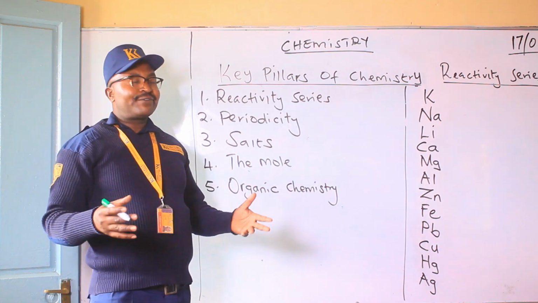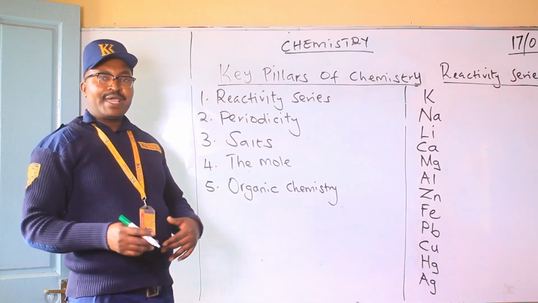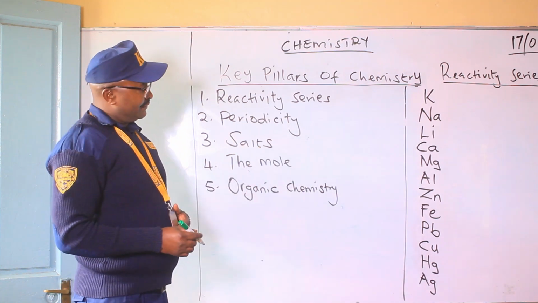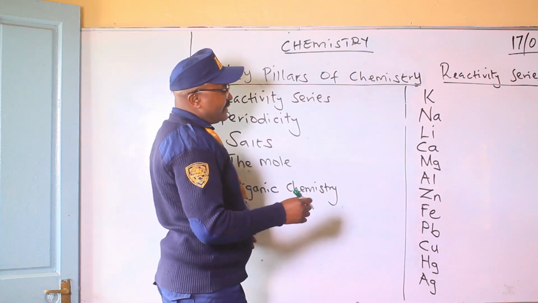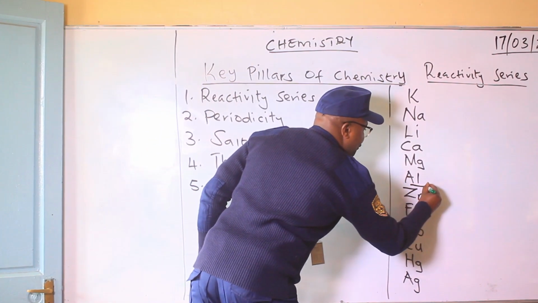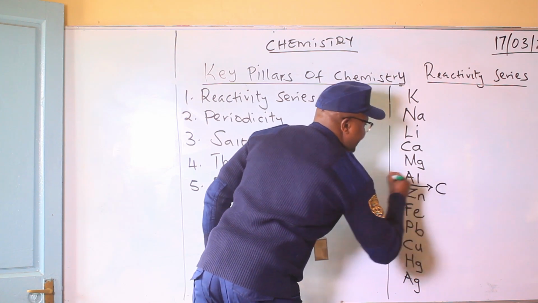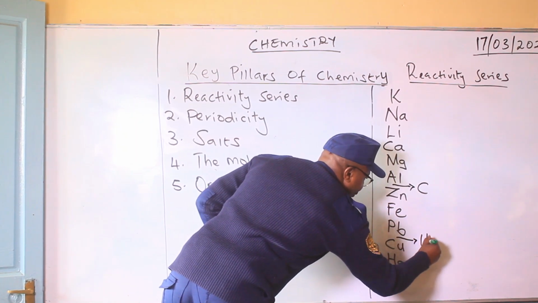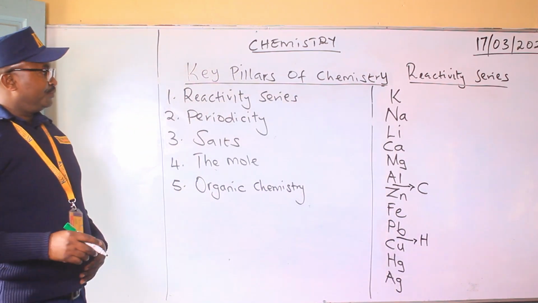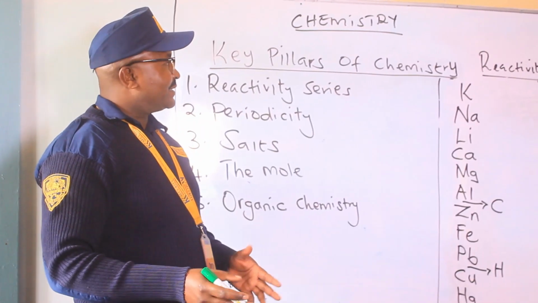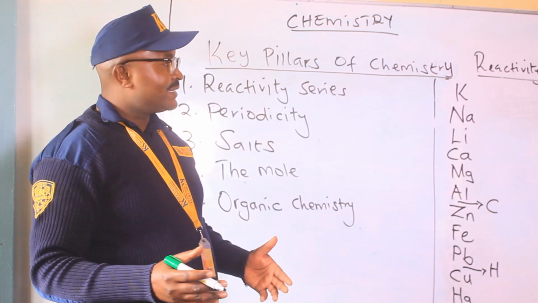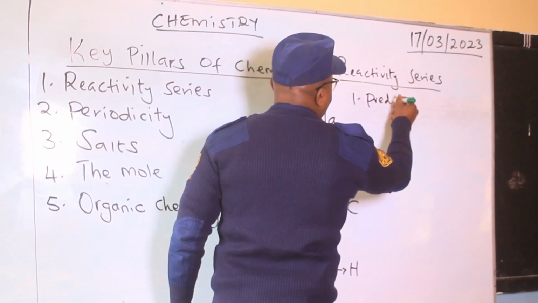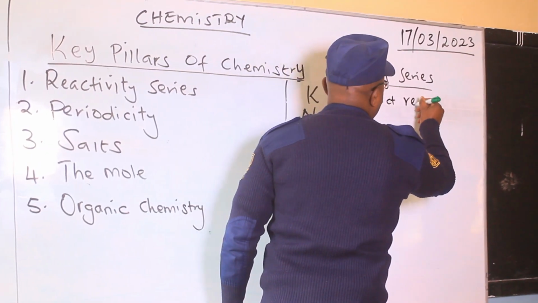However, it is important for our students to know also where carbon and hydrogen are placed in the reactivity series. Carbon is placed between aluminium and zinc, and then hydrogen is placed between copper and lead. So one benefit of understanding the chemistry of reactivity series is that it can be used to predict, number one, the reaction of metals with water.